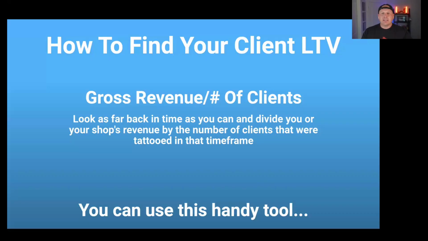So how to find your client's lifetime value. Sorry if my camera keeps shaking. It's essentially just gross revenue divided by the number of clients. So again, you can go into your payment processor, like Stripe, or if you have a bookkeeper, they can find this information out for you. But it is 100% worth finding. This is one of the number one numbers I would recommend figuring out: the average lifetime value of your client.